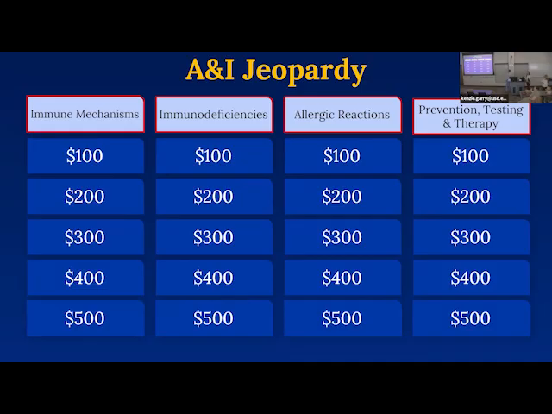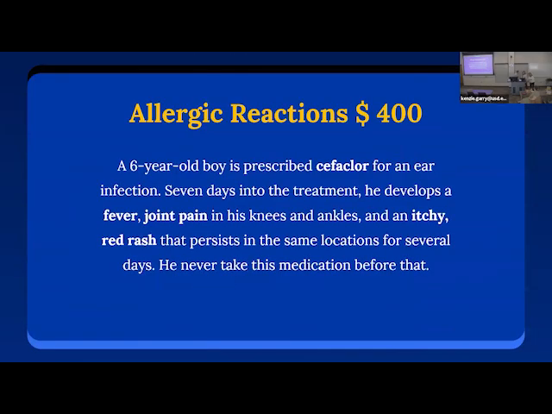400 for immune mechanisms. Not clicking. Okay, well, sorry, that one's not an option. Cancel. Allergic reactions for 400. There you go.